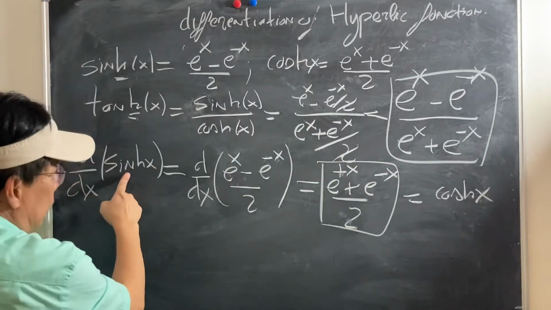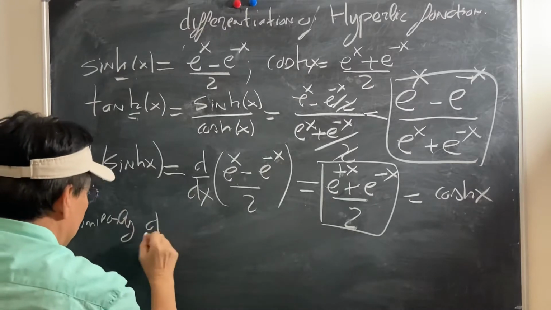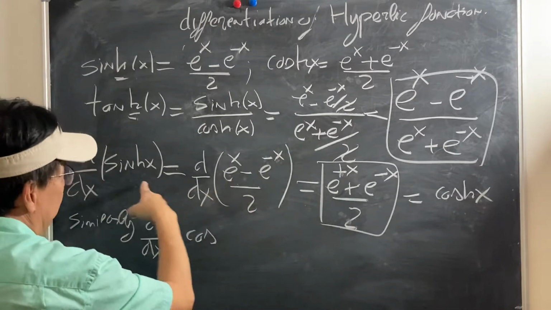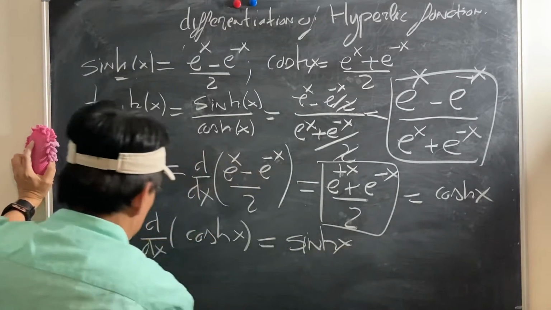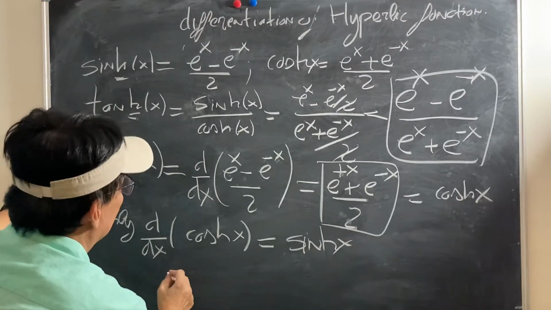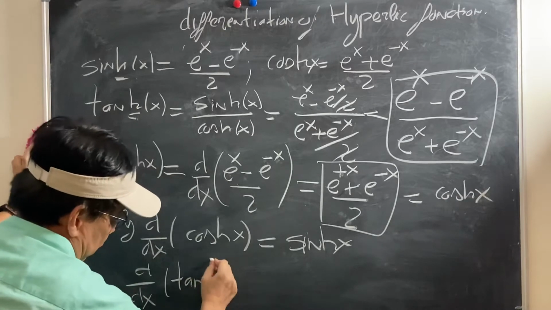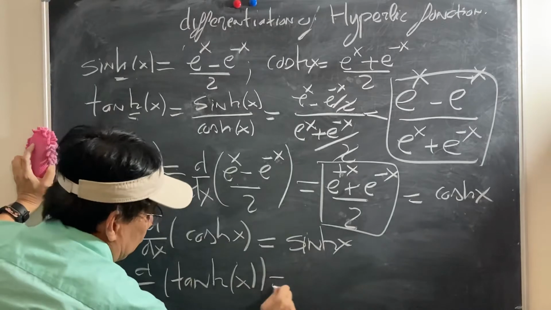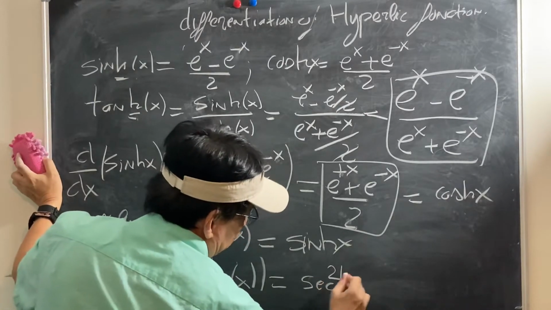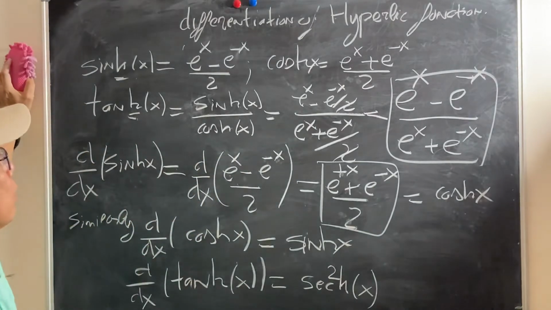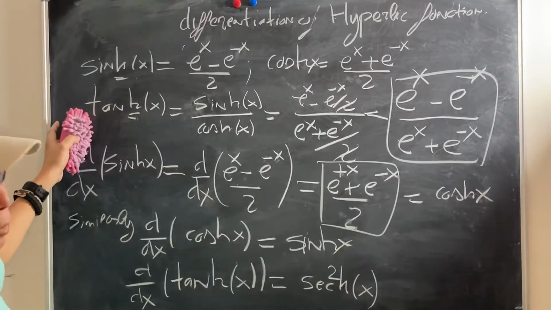Okay, so the derivative of sinh x is cosh of x, and similarly, taking the derivative by definition, the derivative of cosh x is sinh x, and the derivative of tanh x is sech squared of x. Okay, well, this is probably not important, but just remember this formula, because you will have some problem on your test.